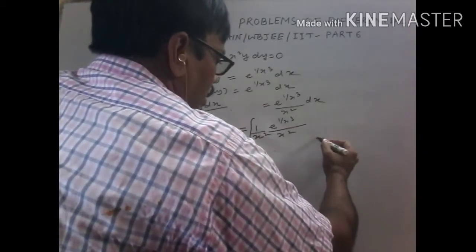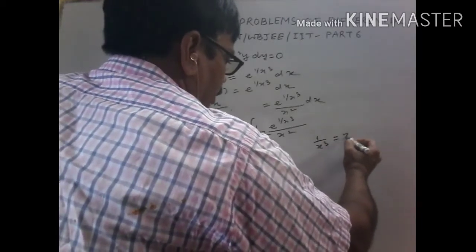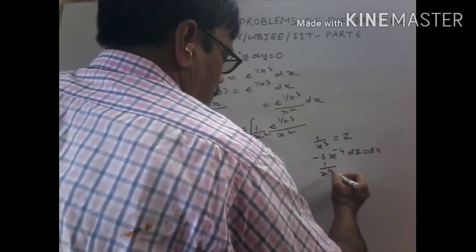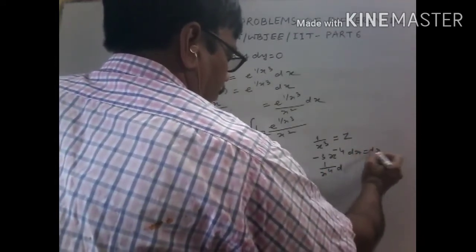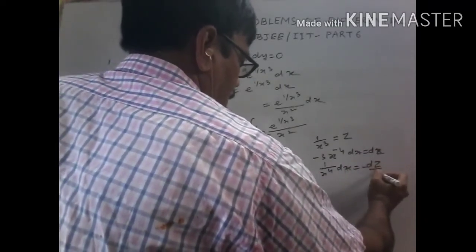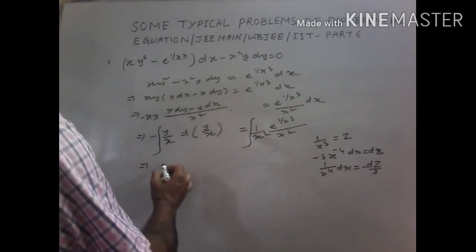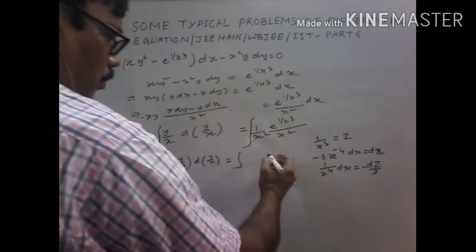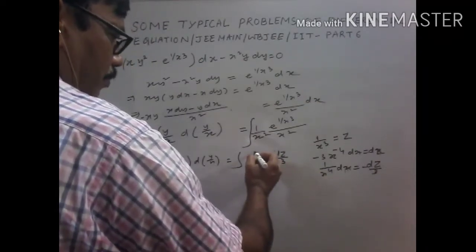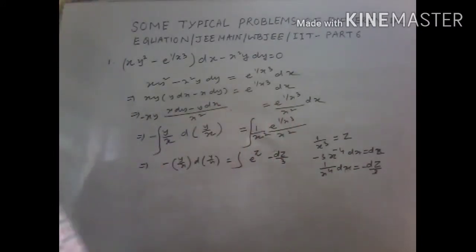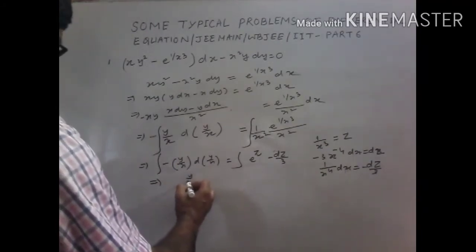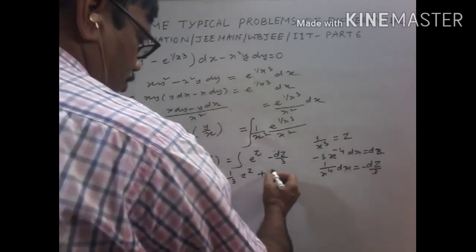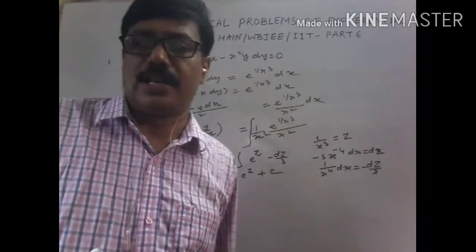Now if you put 1 by x cube as z, so minus 3x to the power minus 4 dx equals dz. So 1 by x to the power 4 dx equals minus dz by 3. So look, this is d of (y by x), and this is 1 by x to the power 4, so minus dz by 3 e to the power z, where 1 by x cube equals z. So minus minus cancel, so what you are getting, y by x equals 1 by 3 e to the power z plus c. So putting the value of z, you get the general solution.